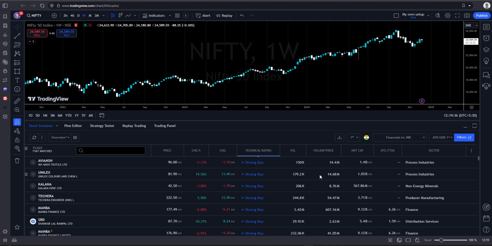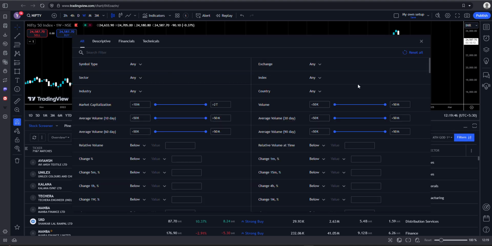Once you open the stock screener panel, you can clearly see there is an option called filters. Click on it. This is the first page you're going to look at. Without touching anything, go to descriptive. Once you go to descriptive, just make the changes I'm showing you on the screen. First, select exchange as NSE.